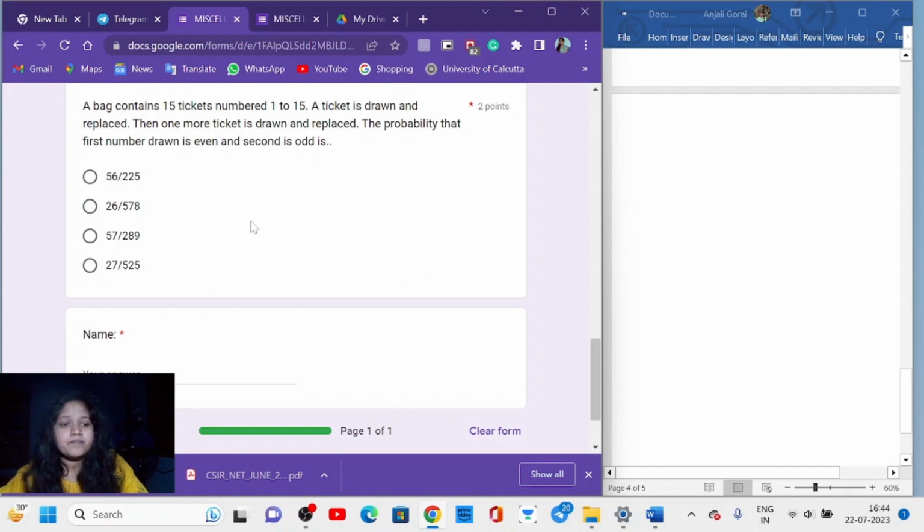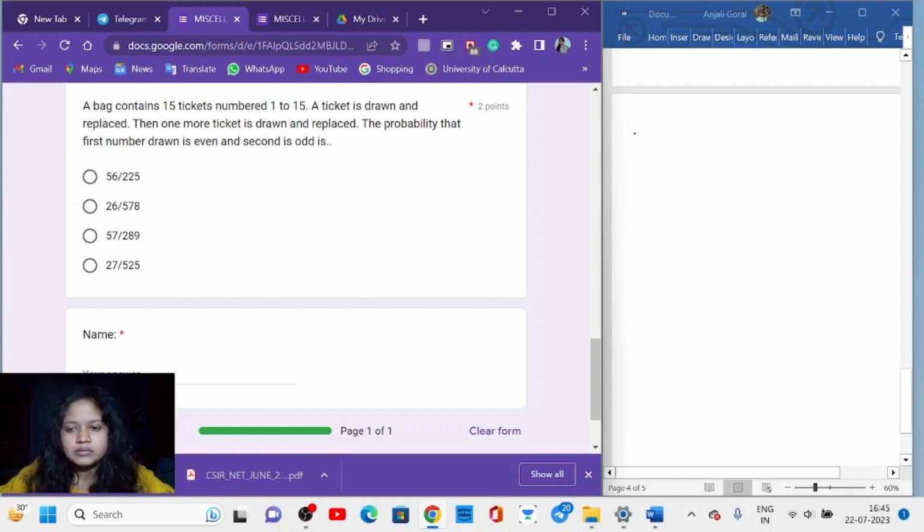The next question says that a bag contains 15 tickets numbered 1 to 15. A ticket is drawn and replaced. Then one more ticket is drawn and replaced. We have to find the probability that the first number drawn is even and the second is odd. So it is very easy. Don't panic or be nervous about this type of question. I was also scared of this type of question, but believe me, these questions are super easy. Let's get started. So here the bag contains 15 tickets, okay?